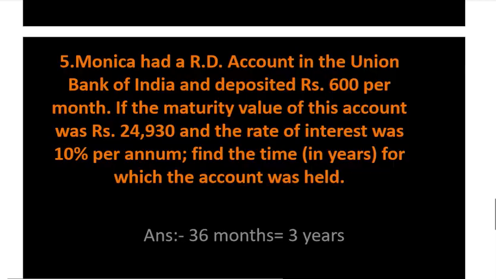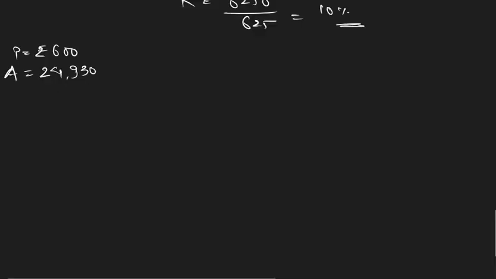Rate of interest R, 10% per annum. Find the time in years. So first you have to find the time in months, and then in years. Of course, we have to use the formula for interest, but for using the formula of interest, what should we know? We should know the interest. We don't know the time and we don't know the interest. Let's find the interest. How can we find the interest? It's very easy.